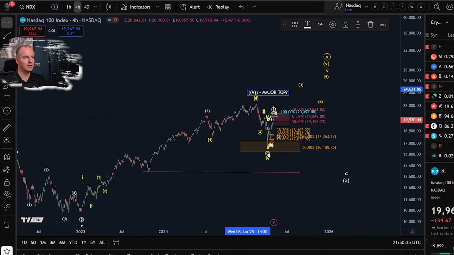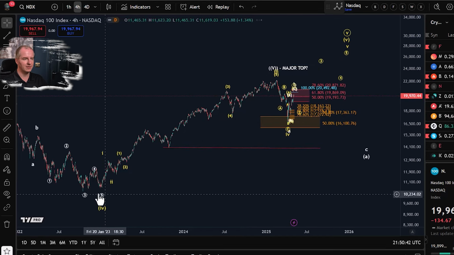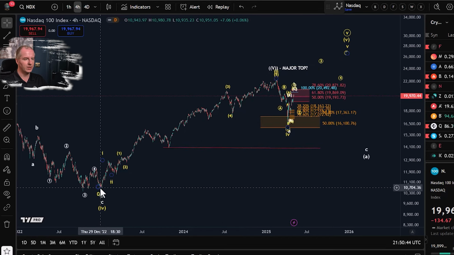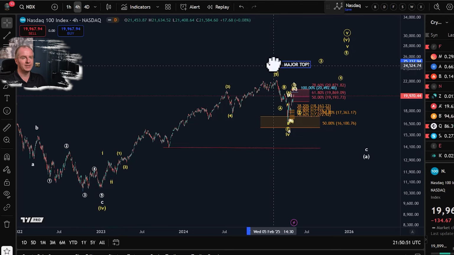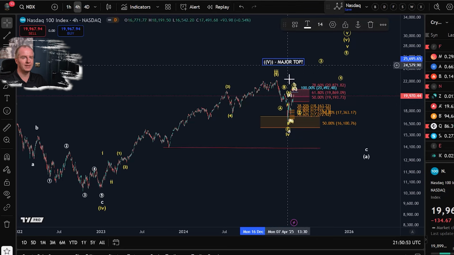So let's take a look at the NASDAQ cash index chart. I want to just start by showing you the pattern from the 2022 low, where I see this as a start of a fifth wave. Basically, a potential major top could form in this region. We might have already formed a major top.